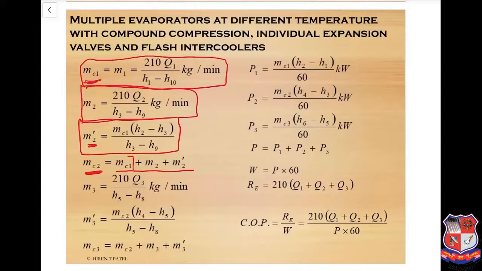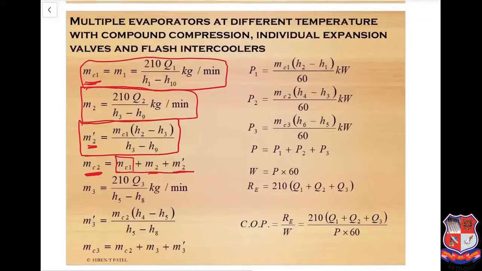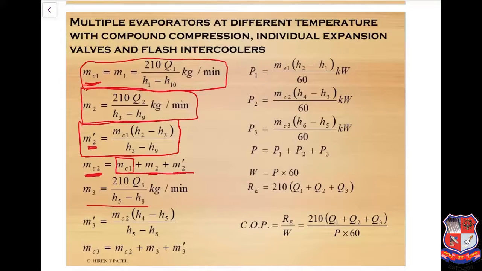So MC1 is the mass coming from the first compressor, M2 is coming from the second evaporator, and M2 dash is the generated flash in the flash intercooler F1. So here we see MC1, M2 dash and M2. It is the same for M3. So MC3 is MC2 plus M3 plus M3 dash, and the same for the work done.